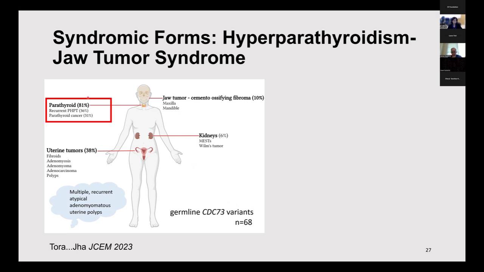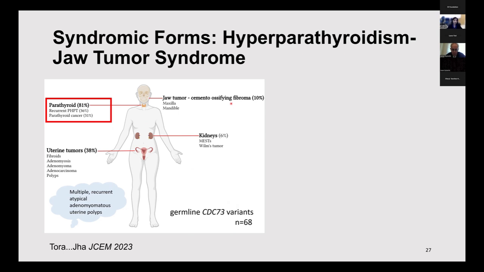So we had reported our experience of 68 patients, and what we noted is that almost 80% of these patients develop primary hyperparathyroidism, and about 30% of these patients develop parathyroid cancer. So it's really the most frequent gene to be mutated in patients with parathyroid cancer. And these patients also develop jaw tumors, which are histologically cemento-ossifying fibromas.